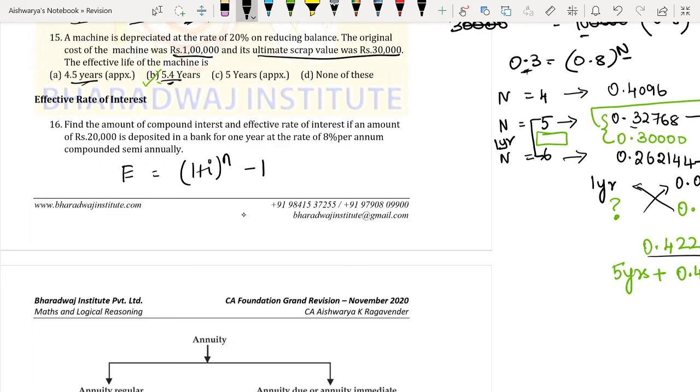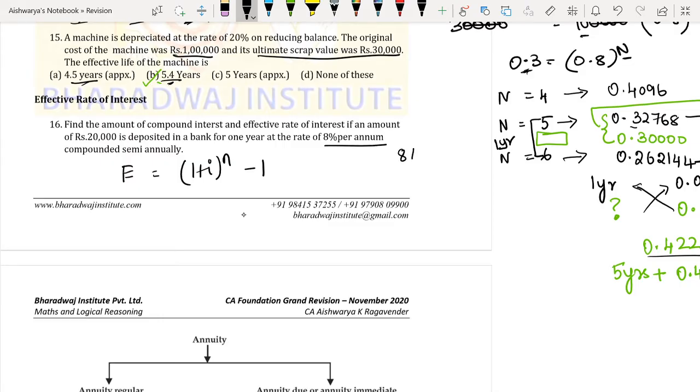This is the formula for effective rate of interest. So the question is saying, find the amount of compound interest and the effective rate of interest, if an amount of rupees 20,000 is deposited in a bank for 1 year and the rate of interest is 8% and it is compounded semi-annually.